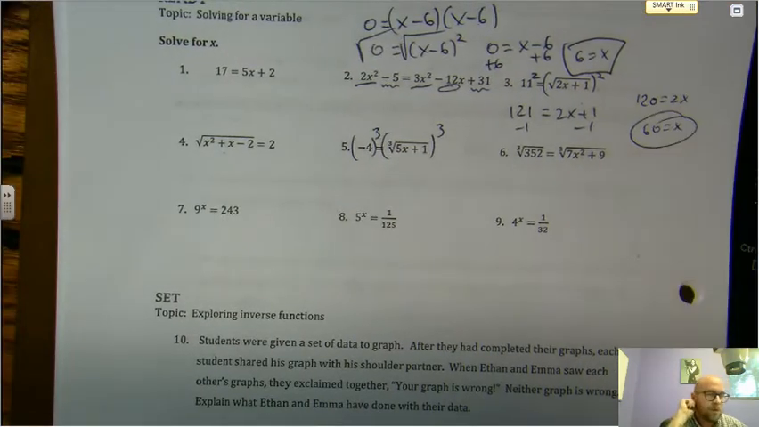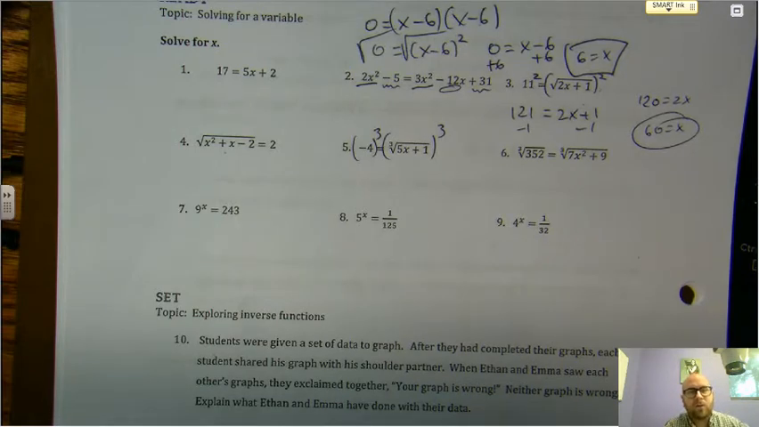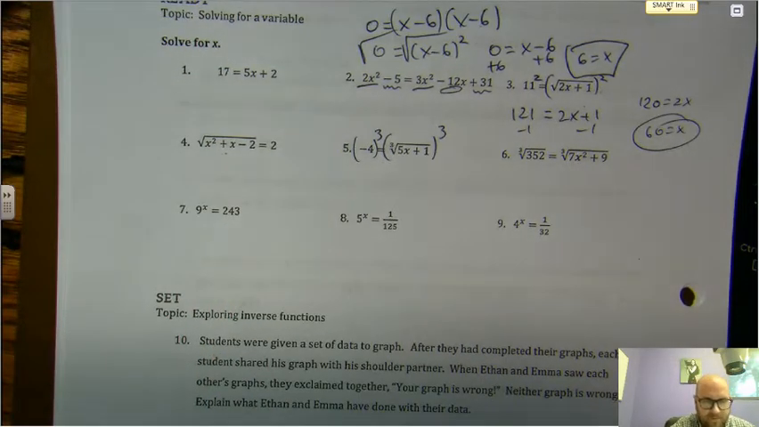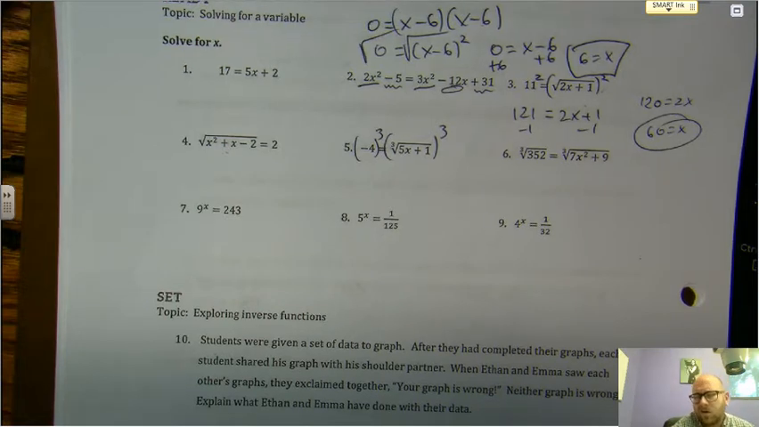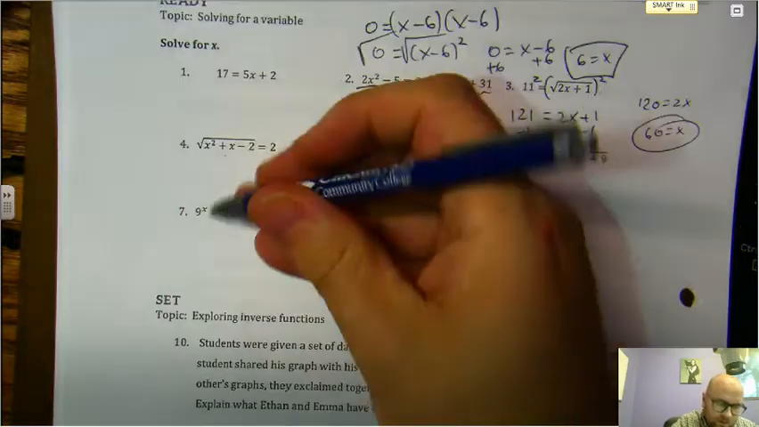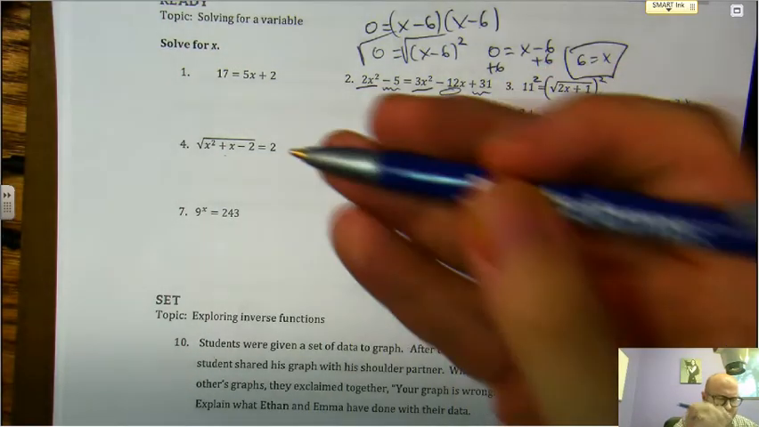Now let's look at these ones down here. These ones are going to be a little bit more challenging if you haven't played around with logarithms yet. But let's just think about it in terms of what's happening here. So I have 9^x equals 243. So 9 to what power is going to equal 243? That's the question. Well, let's think about what our 9 powers are.